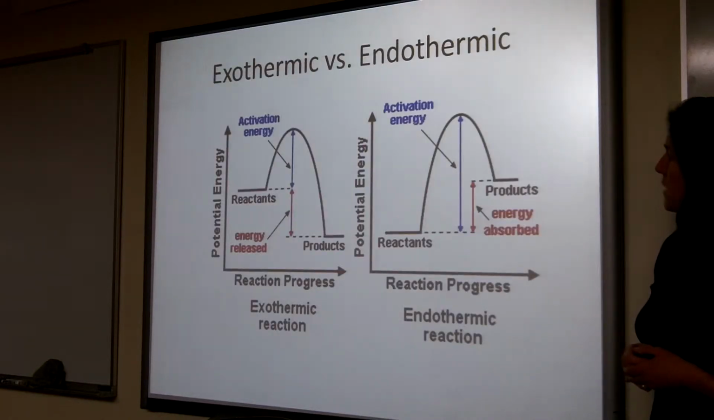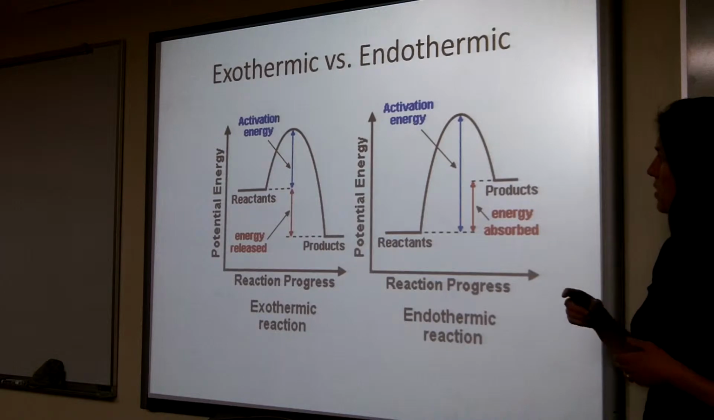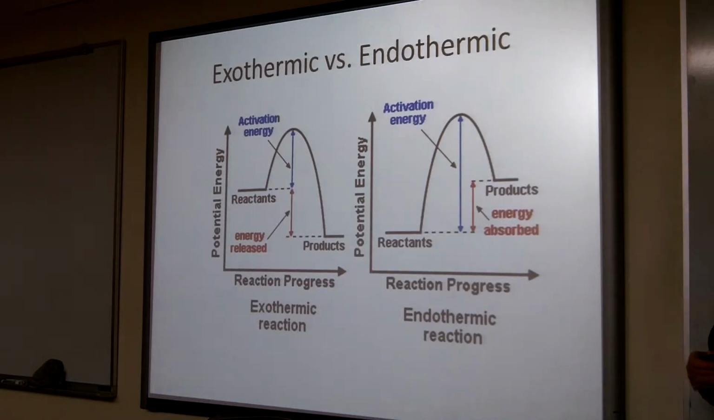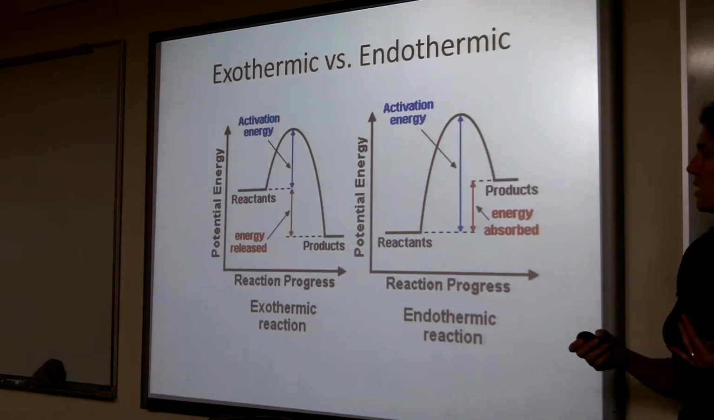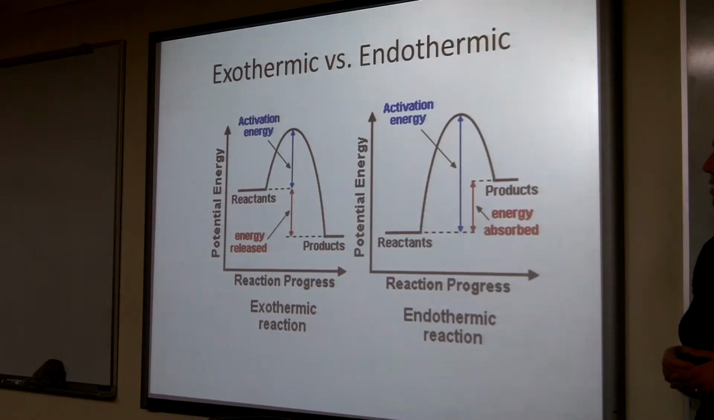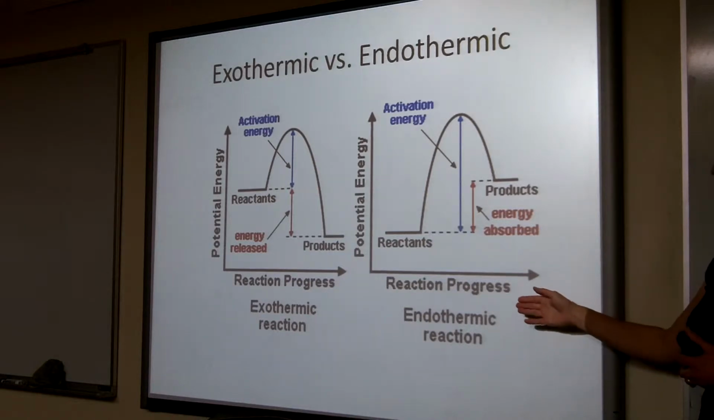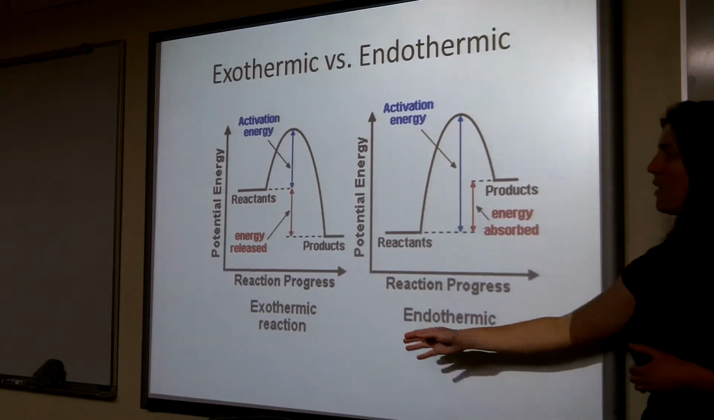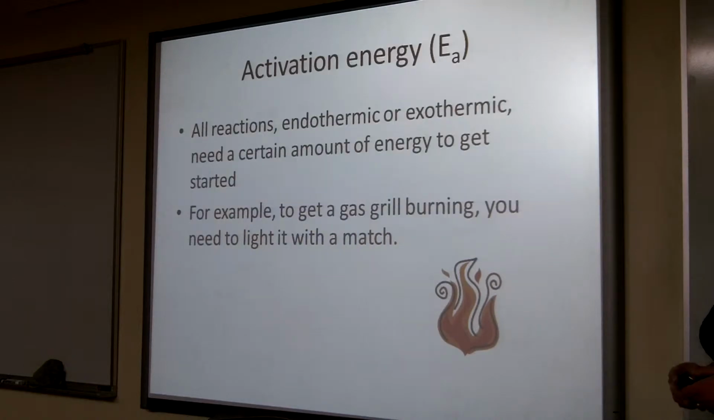So here's an example of that side by side. You can see an exothermic reaction, endothermic reaction. Exothermic is releasing energy, so products are lower than reactants. Endothermic is absorbing energy, so products are higher than reactants. The one on the right, endothermic, will have a positive delta H. The one on the left will have a negative delta H.